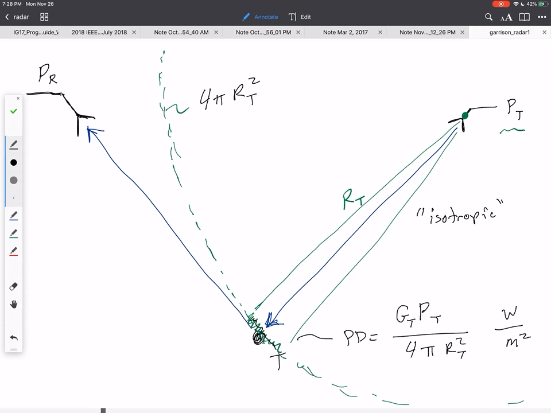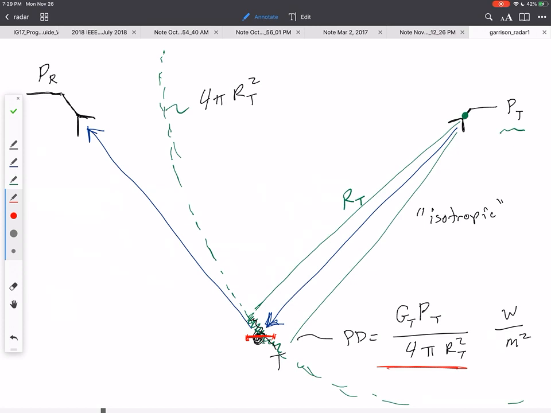Okay? And so if you remember from the communications link budget, we had this power density and we multiplied it by the effective area of an antenna. And then we captured all that power into the receiver. But it's a little different here because what we want to look at is all of this power is going to hit my target, and that target has a certain area that's going to represent how much of this incident power is captured and then reflected from that target.